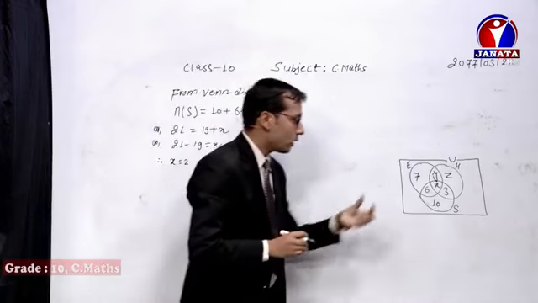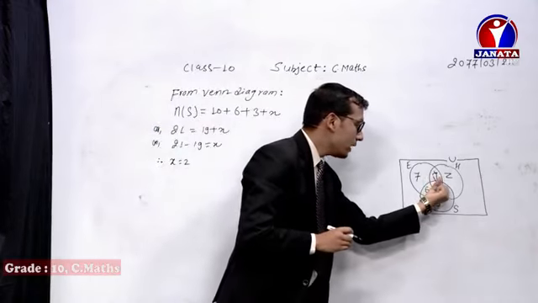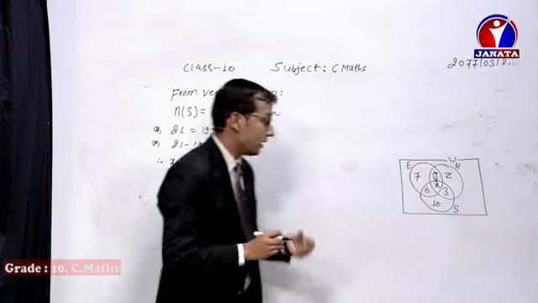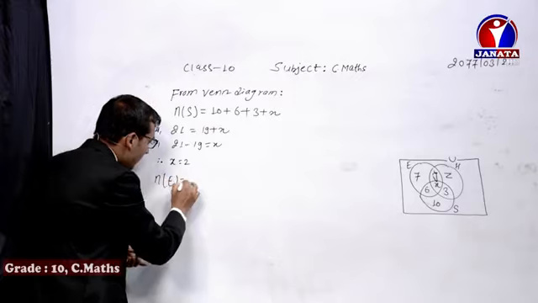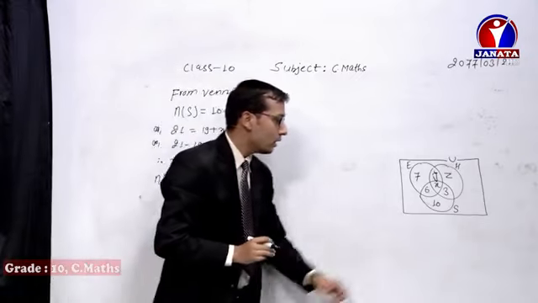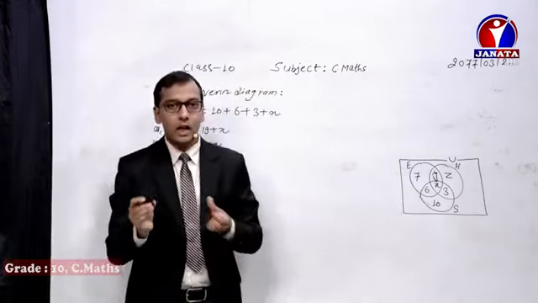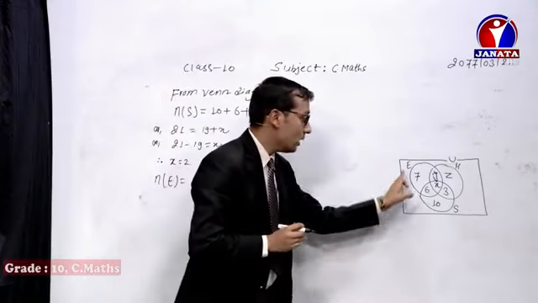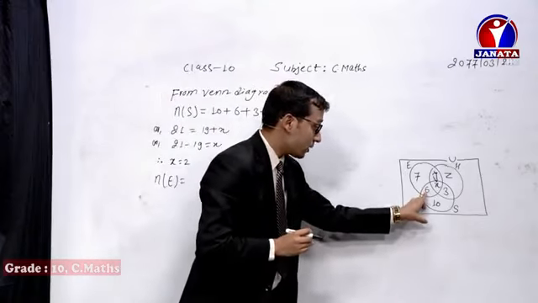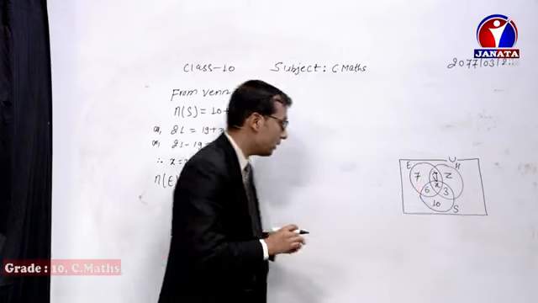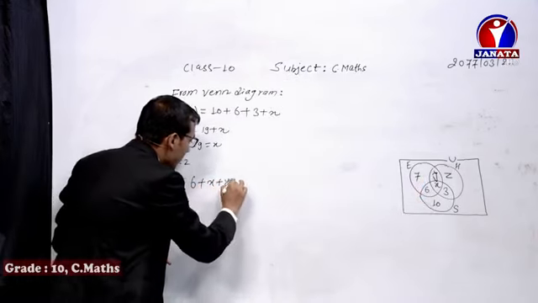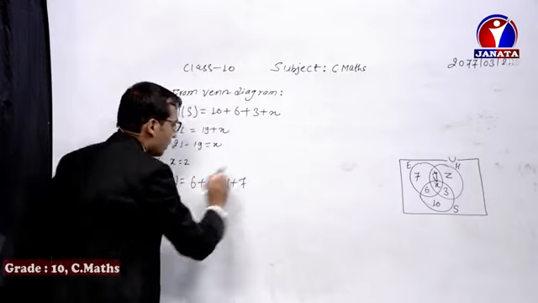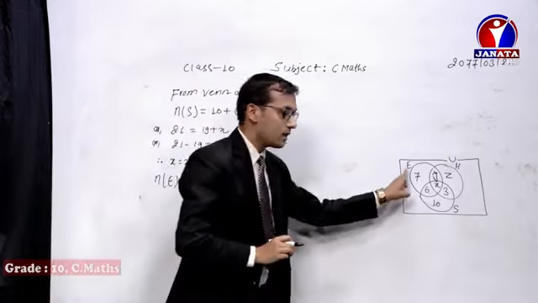So we will try to find y by taking set E. What is n of E? Let's add the numbers contained by set E. These numbers are 6 plus x plus y plus 7. These are all the numbers contained by set E.